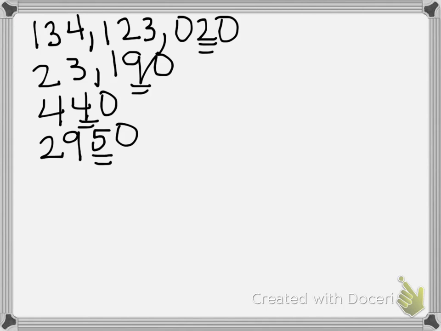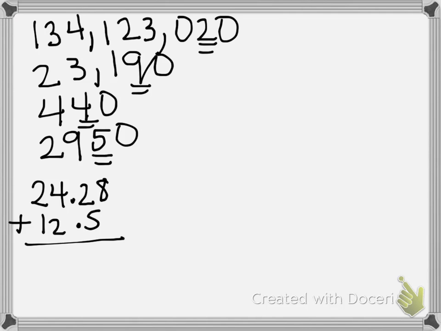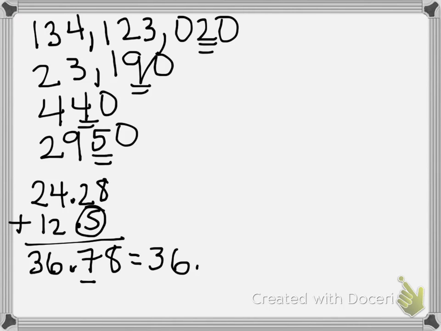in number 9, okay, letter A, 24.28 plus 12.5. Okay? So again, our calculator gives us an answer of 36.78. But because this number has its last significant digit in the tenths place, we have to round to the tenths place. So our answer is 36.8.